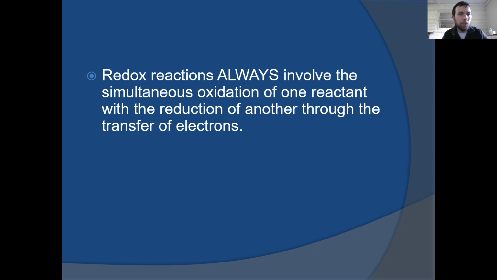Now, just a quick reminder, redox reactions always have the simultaneous oxidation of one reactant with the reduction of another through the transfer of electrons. We saw this previously when we were balancing redox reactions. Not only did we have to balance them for mass, but we also had to balance them for charge by making sure that the number of electrons being transferred was the same on both sides.